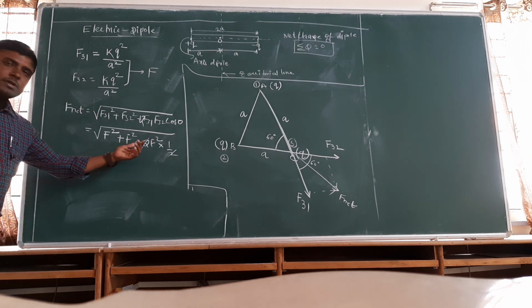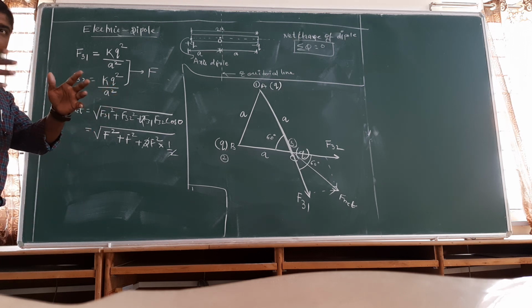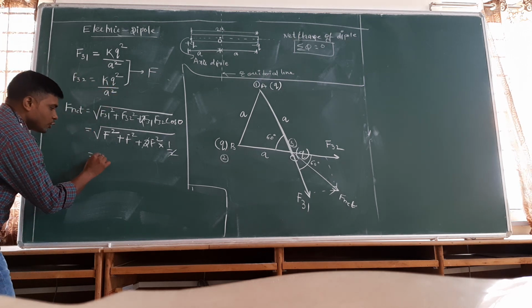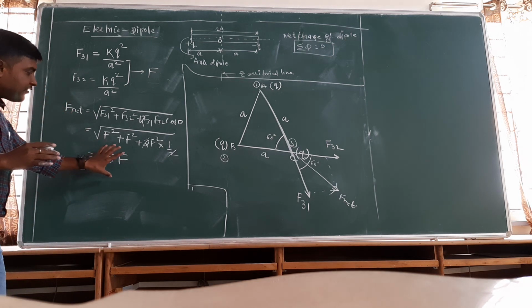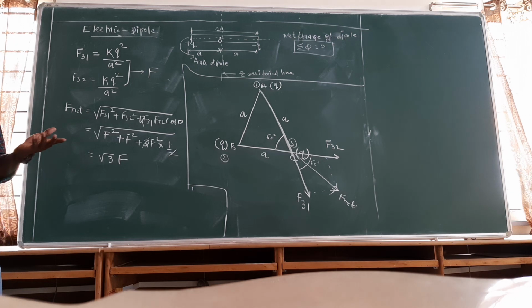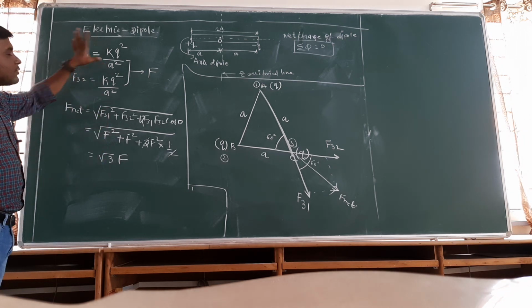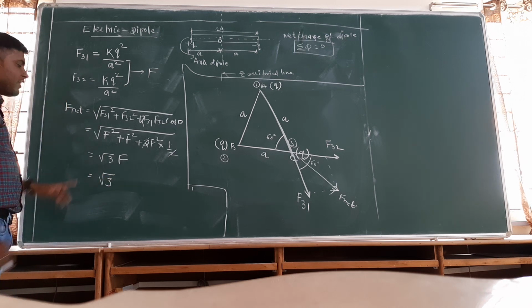Look here, F squared plus F squared plus F squared will be equal to 3F squared, and if you take the root of that, it will be equal to root 3 F, right? Now this F is our substitution. But what is the value of F? F is this value. So it is equal to root 3 times F.